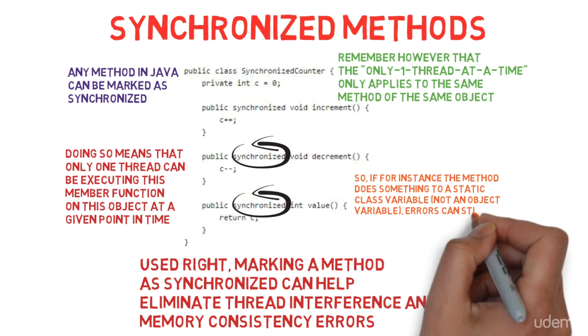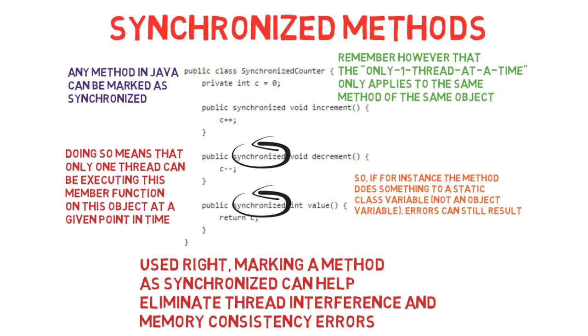Now, if you try to use this kind of synchronized to control access to a static class variable, not an object variable, it will not work and you will have errors as a result. This is because the synchronized locks on an instance.